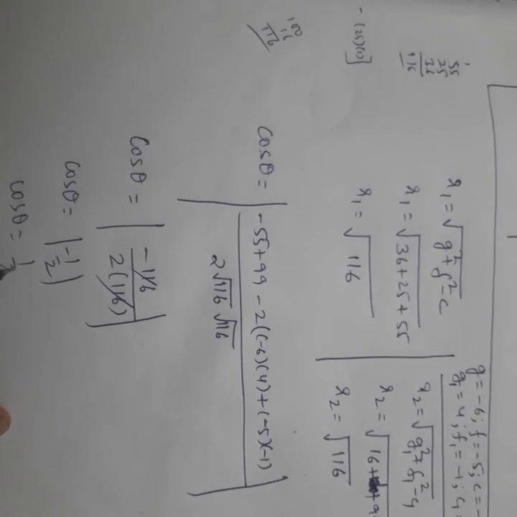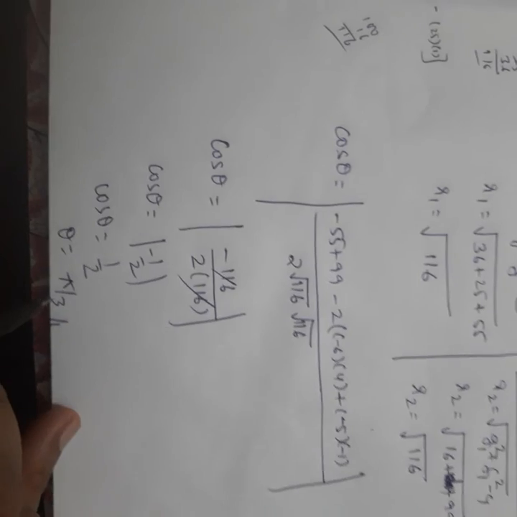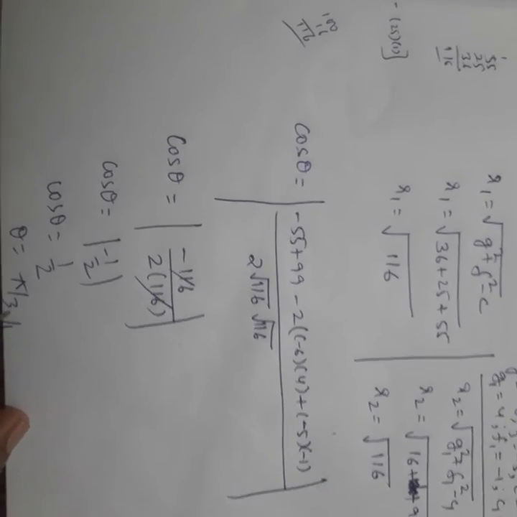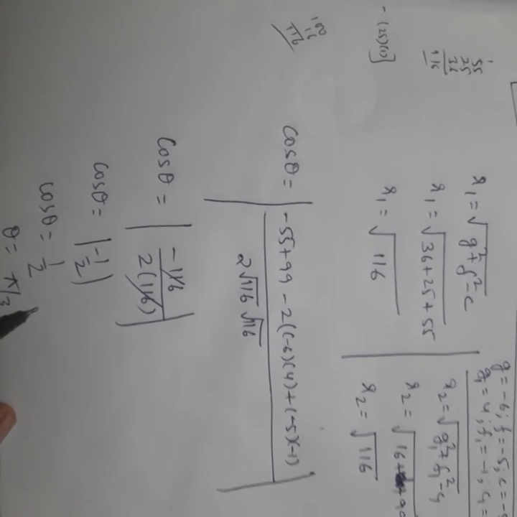That 1 by 2 we can write as cos of pi by 3. So this cos and that cos will get cancelled and we will get the theta value as pi by 3. This will be my answer. This is my shortcut to solve the angle between two circles.